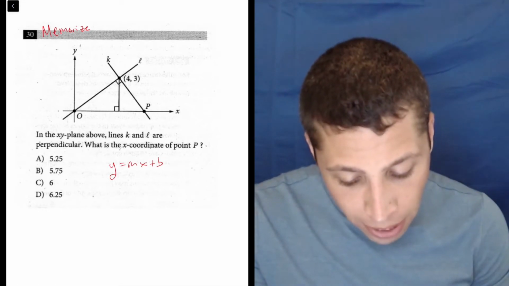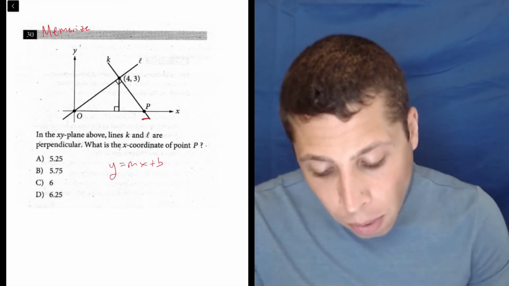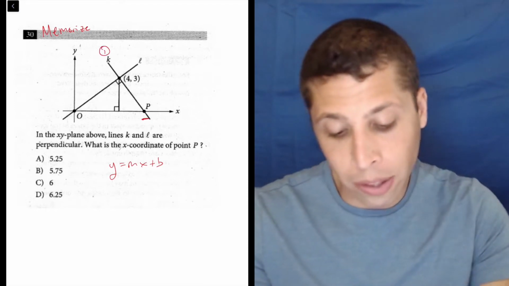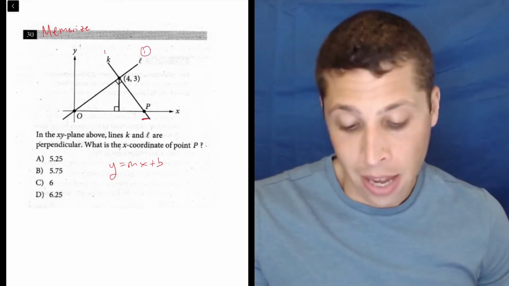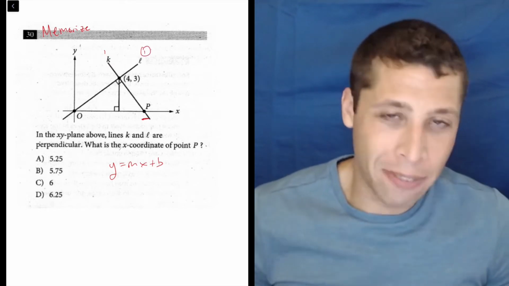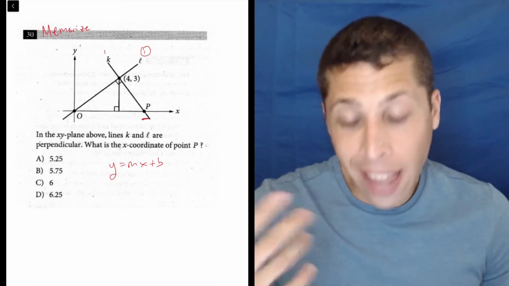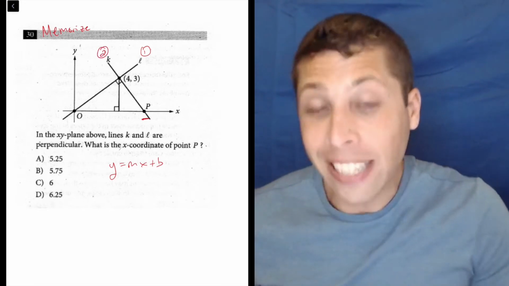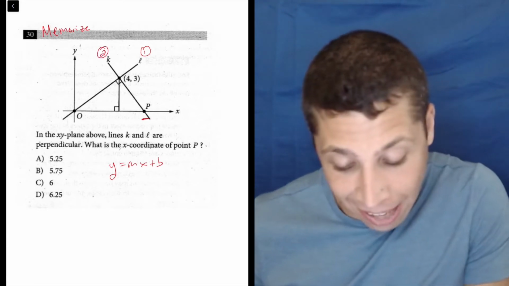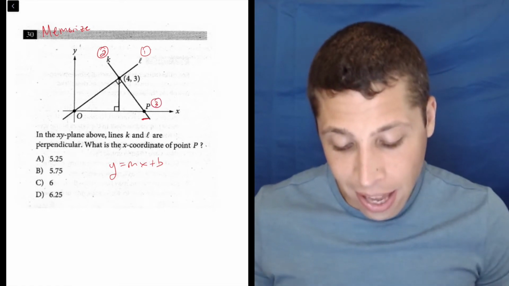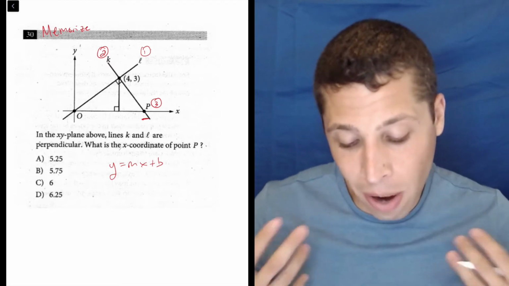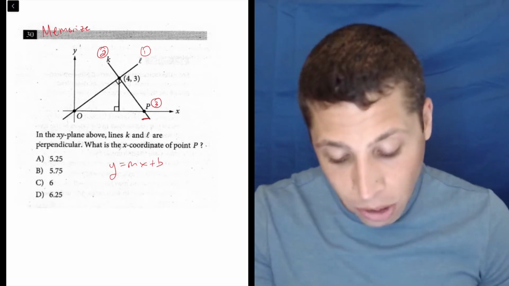So what do I see? Well, I know that if I'm going to end up with point P, I probably need to start with line L. Why would they give it to me otherwise? So I think I'm going to need K second so that I can get P last. I can kind of see a process here. They wouldn't have given me L if I didn't need it, so I'm going to start with that. So let's find the equation of L.